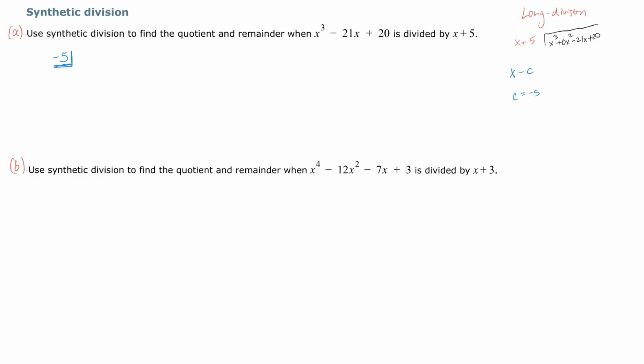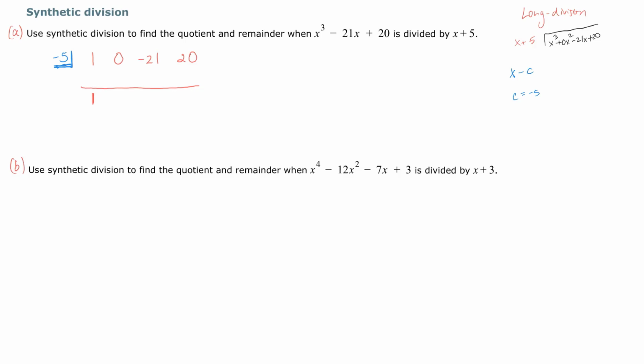So we're going to begin the procedure of synthetic division. Now we're going to take all the coefficients of the polynomial, which is 1, 0x squared, negative 21x, and then 20. These coefficients actually act like placeholders. The first thing we're going to do is draw a line here. We bring down the 1.